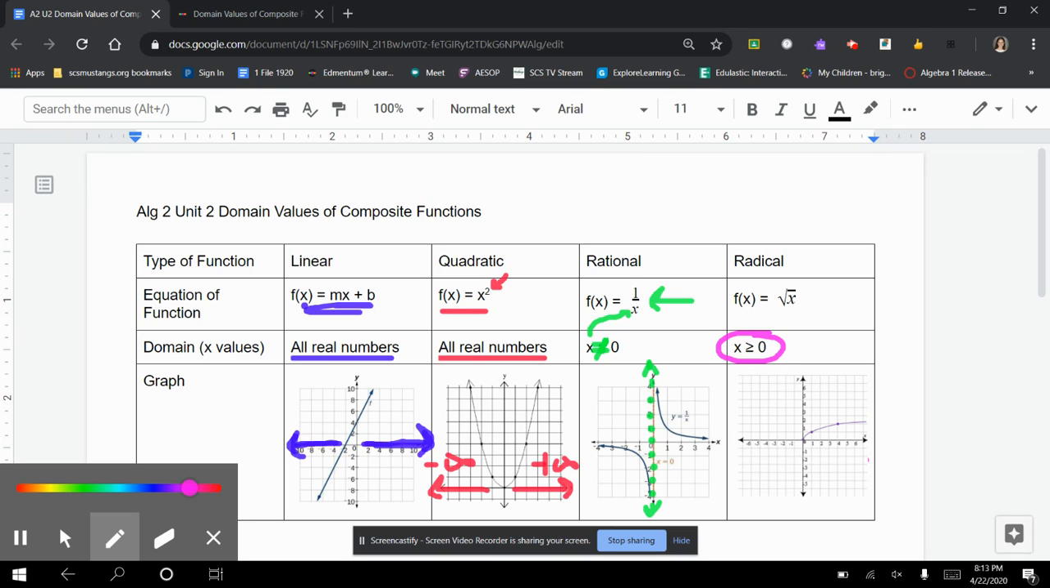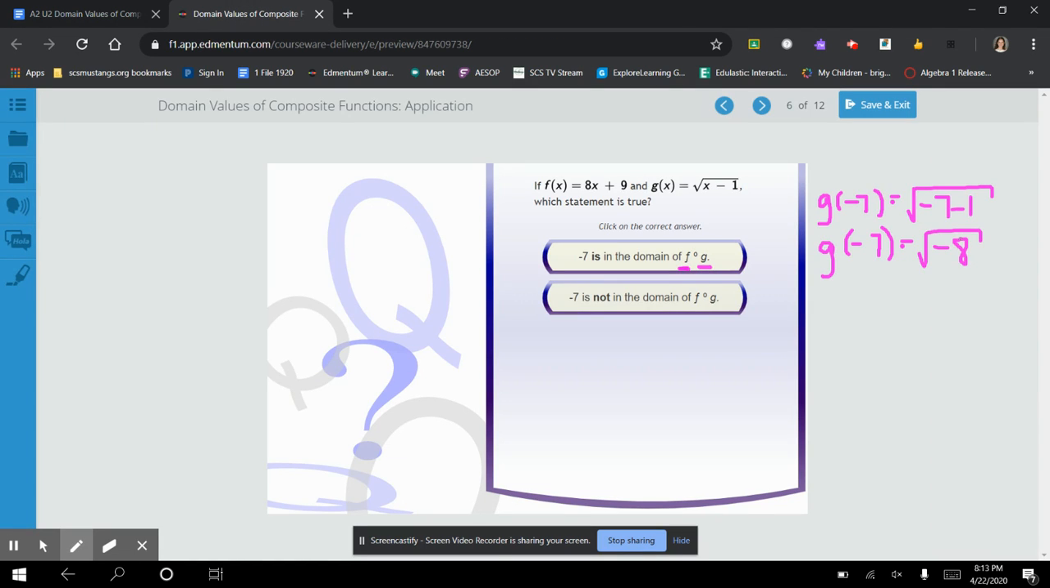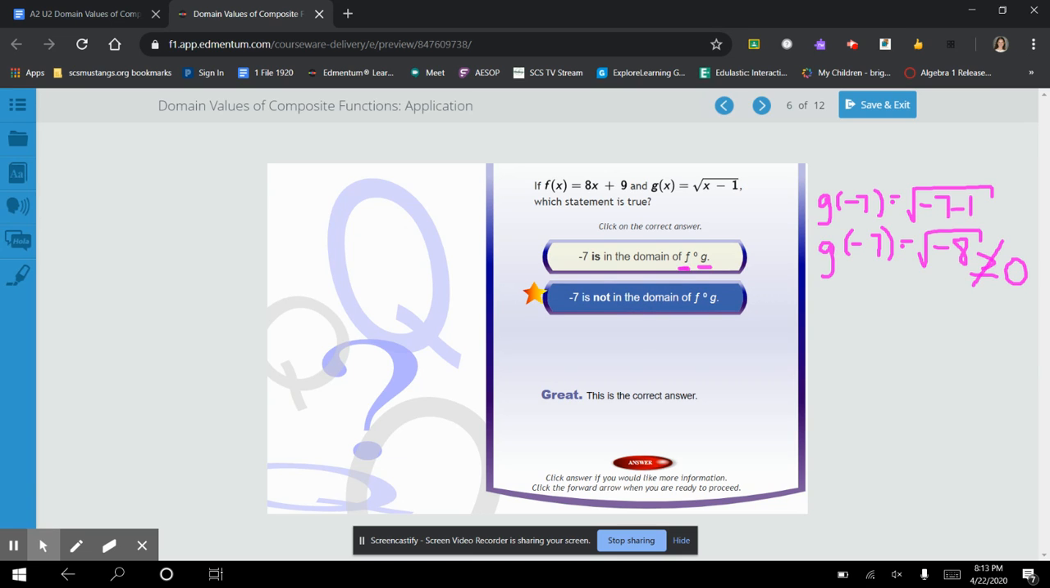So again, we're looking at our radicals, or our square roots. That number has to be greater than or equal to 0, and it is not. So we don't have anything that we can plug into the function f of x that is a real number. So we can stop there and just tell them that negative 7 is not in the domain of f of g.